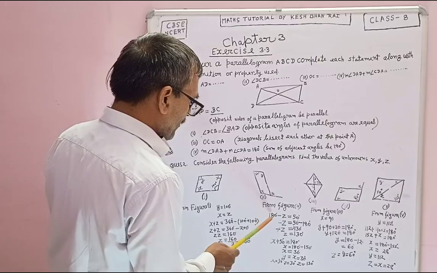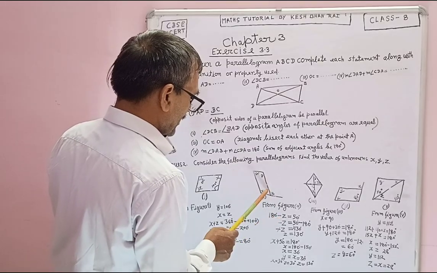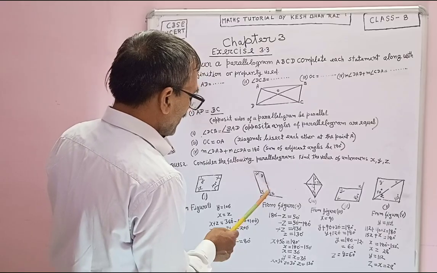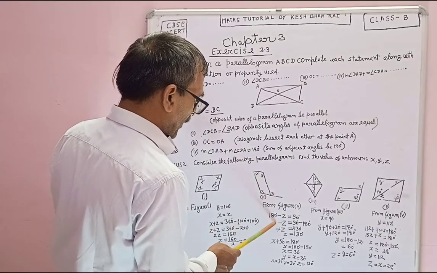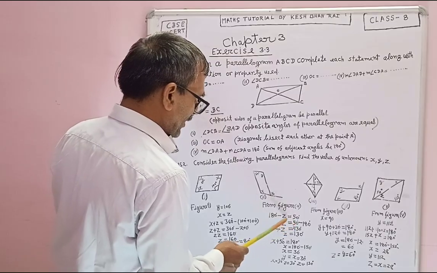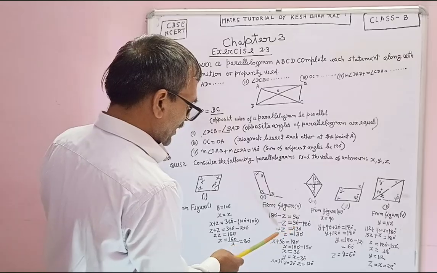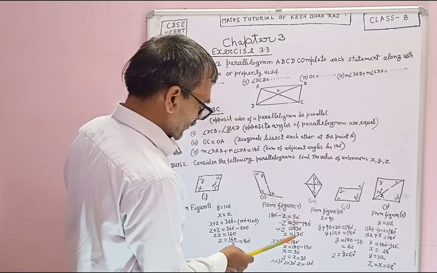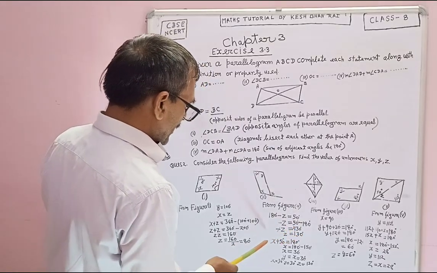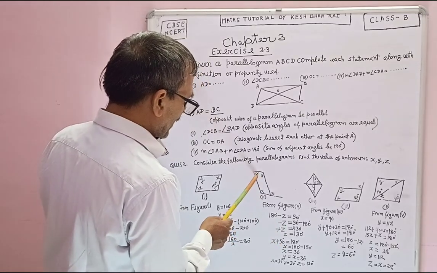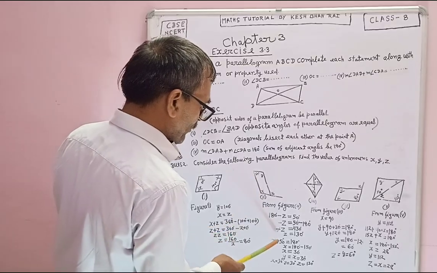From the second figure, this angle is 180 minus z, equal to 50. Therefore minus z is equal to 50 minus 180, equal to minus 130, and minus z cancels with minus, therefore z is equal to 130. Here x plus 50 are adjacent angles, therefore x plus 50 is equal to 180.